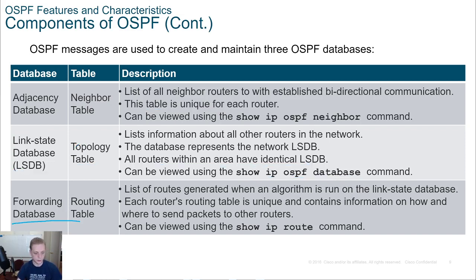And then, of course, we'll have the forwarding database, which is actually what we have in our routing table, which is what we use to actually route traffic. It's going to be unique, and we're going to use the show IP route command to see that. And so the way this works is first we build an adjacency database, we talk to those other routers and figure out where every network is. Then we put that information into our LSDB. That LSDB runs through our algorithm, and then the algorithm tells us what to put in the routing table.